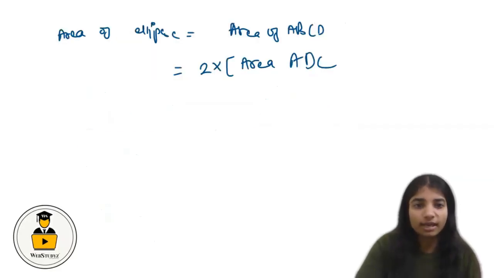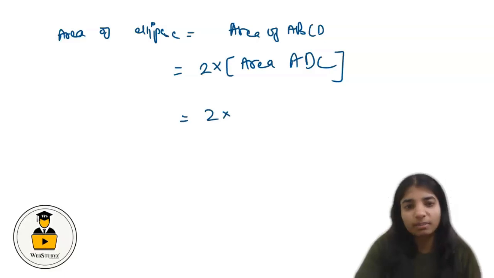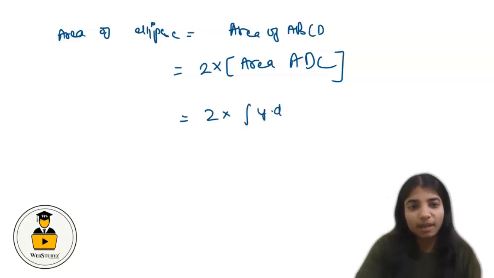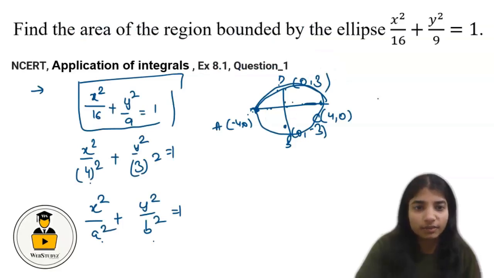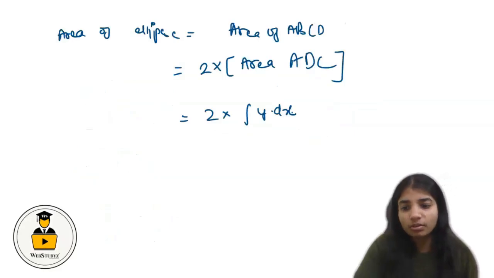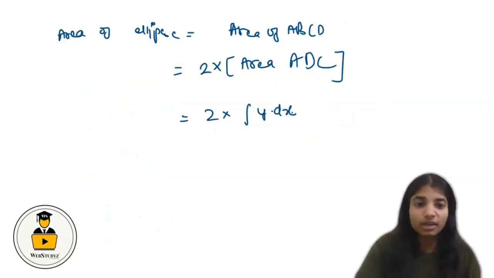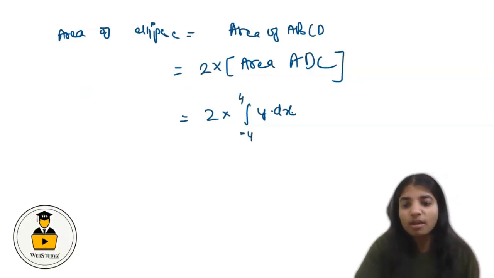So the area of ADC from here can be written as 2 multiplied by the integral of y multiplied by dx, where the limit of x is from minus 4 to plus 4. So we can write this as y multiplied by dx, and this limit is from minus 4 to plus 4. Now we are going to find out the value of y.